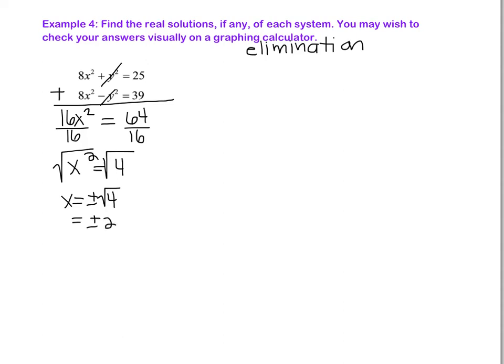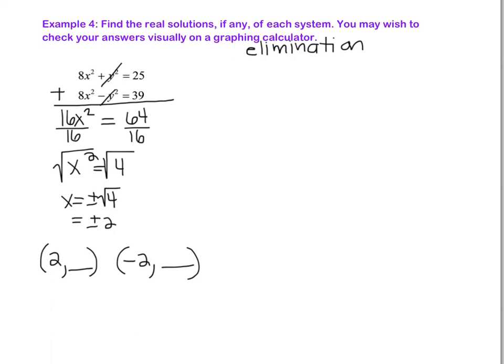So that means I have 2 places where these graphs are intersecting. One where x is positive 2 and one where x is negative 2. Again, that's only half the battle here though. We still need to find out what y is. So let's go back to our original equations and plug in x is 2 and negative 2 into each of them.